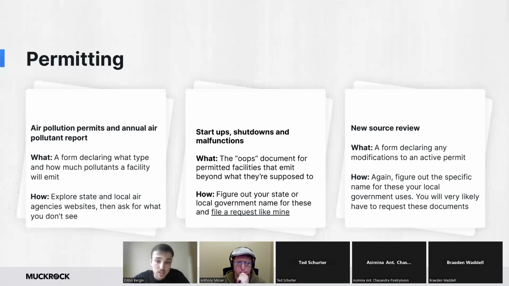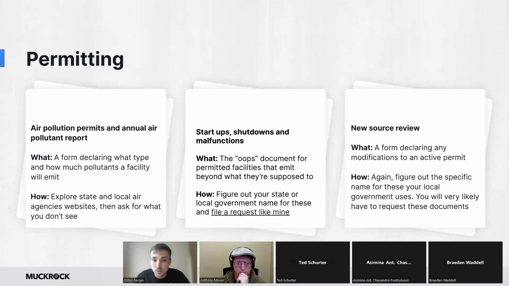In that vein, there is another related document called a new source review. This is basically a form declaring any modifications to an active permit, especially to equipment that has changed over time. You can see this would be really interesting or really important, especially to pay close attention to language about tune-ups that could downplay larger capacity creep.